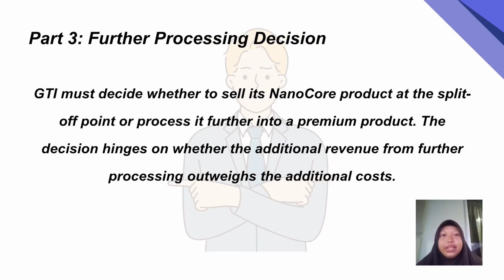The third scenario involves GTI's product, NanoCore. The company must decide whether to sell it at the split-off point or process it further into a premium product. The key here is to ignore the costs incurred up to the split-off point, as they are sunk costs and irrelevant to the decision. We only focus on the incremental revenue and incremental costs.